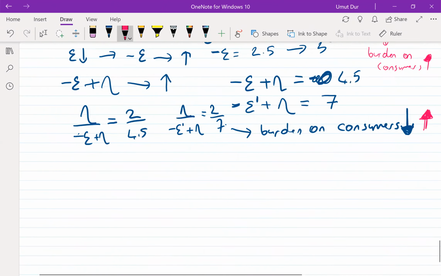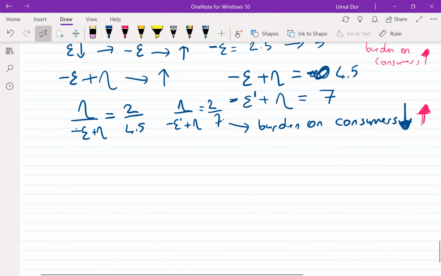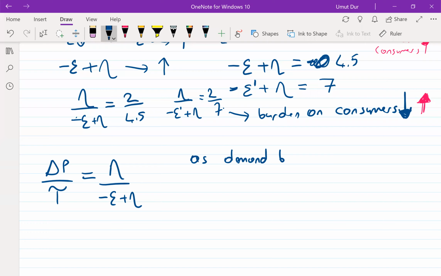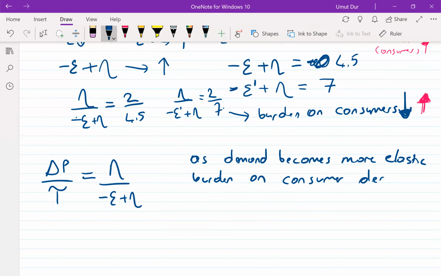Let me wrap up and then give a short break. The burden on the consumer is represented by delta P over tau, which is equal to eta over minus epsilon plus eta. As demand becomes more elastic, the burden on consumers decreases.